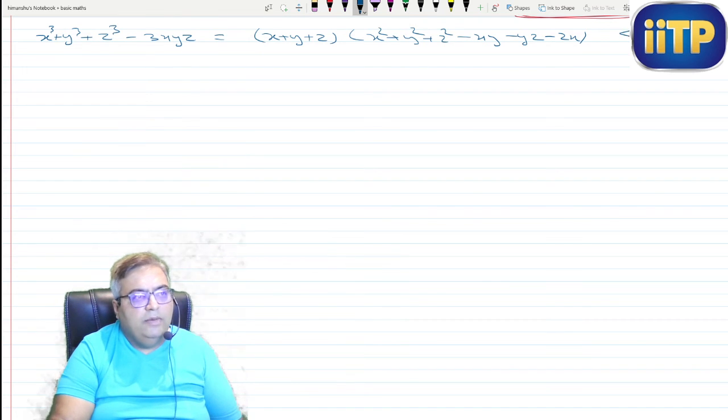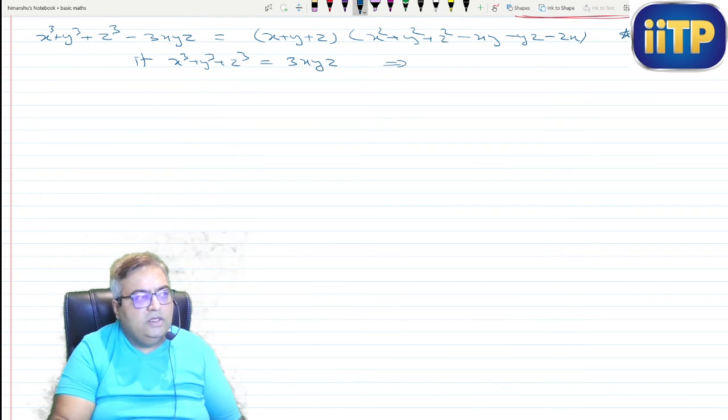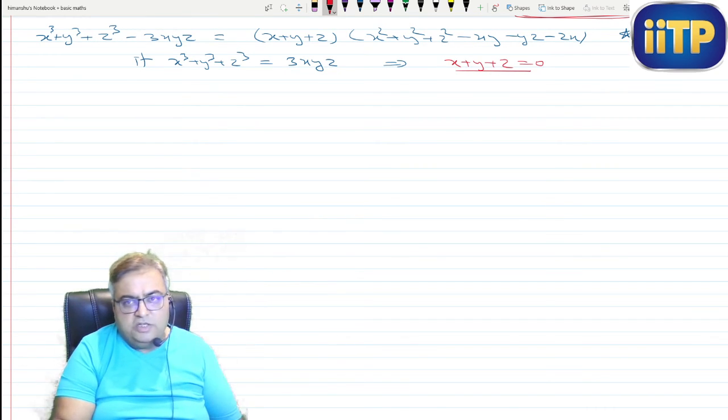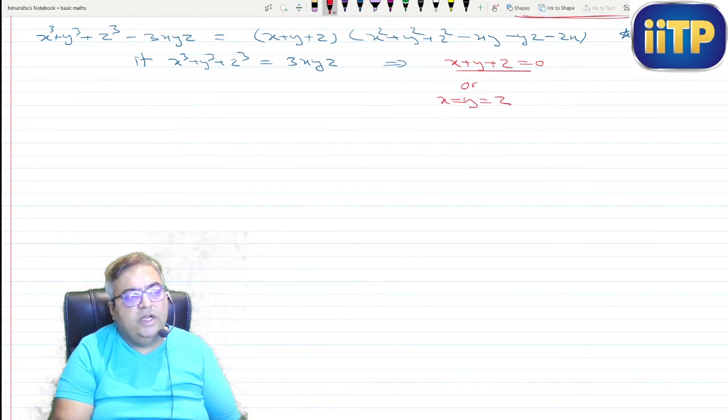This is a very important expression you should remember, because you might be remembering that if x cube plus y cube plus z cube equals 3xyz, then we normally say there are two outputs: either x plus y plus z is equal to 0, or x equals y equals z. JEE has utilized this expression many number of times. You might have studied this in 10th class.